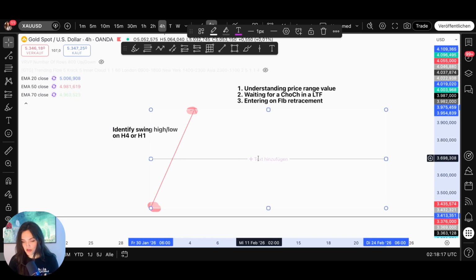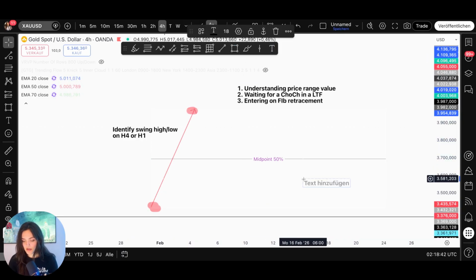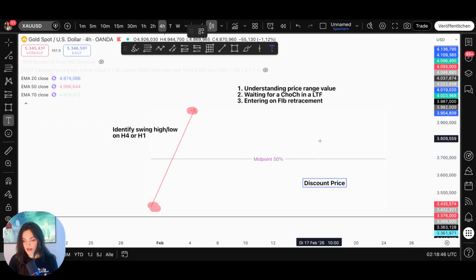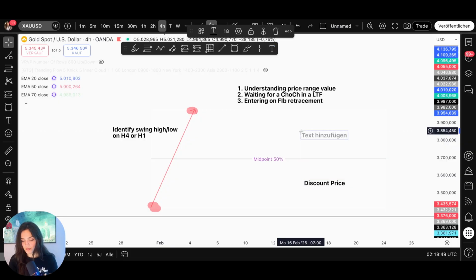So this here would be the midpoint. Below this midpoint, price is relatively cheap compared to where it recently traded. Anything above this midpoint would be more expensive. That's what we call the discount and the premium price. So anything in this area here would be a discount price, and anything on top would be a premium price.